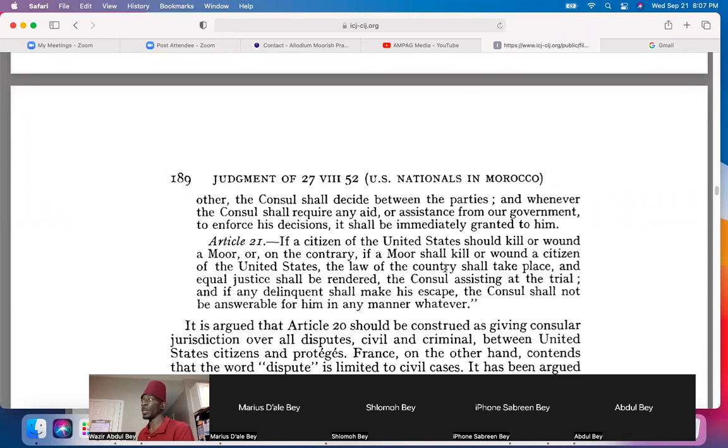And they're quoting Article 21. But what's the language that's in Article 21? Who are the parties that are being identified in Article 21? Well, let's find out. If a citizen of the United States should kill or wound a Moor.